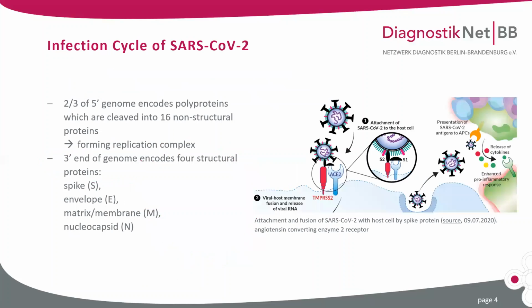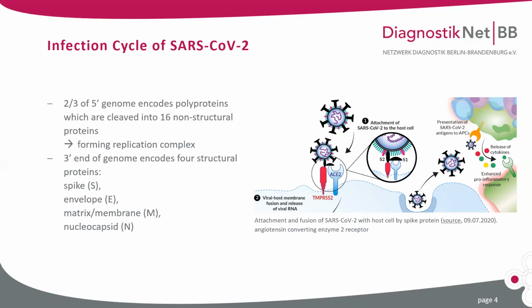If we continue a little bit, the 5' end, two thirds of the genome, encodes polyproteins, which are cleaved into 16 non-structural proteins forming the replication complex. And from the other side, the 3' end of the genome encodes for structural proteins. The structural proteins are the ones that are of interest for diagnostic approaches: the spike protein, the envelope and the matrix membrane protein, and the nucleocapsid.